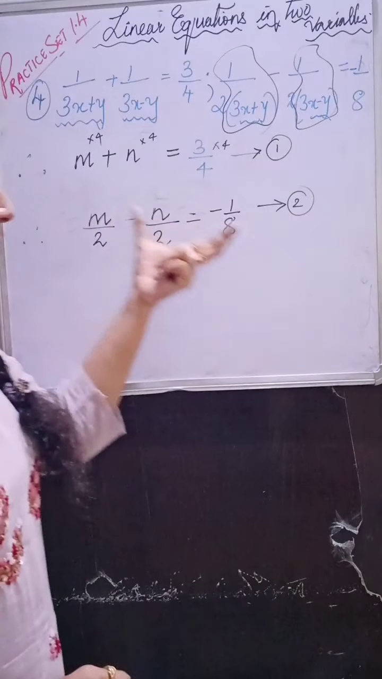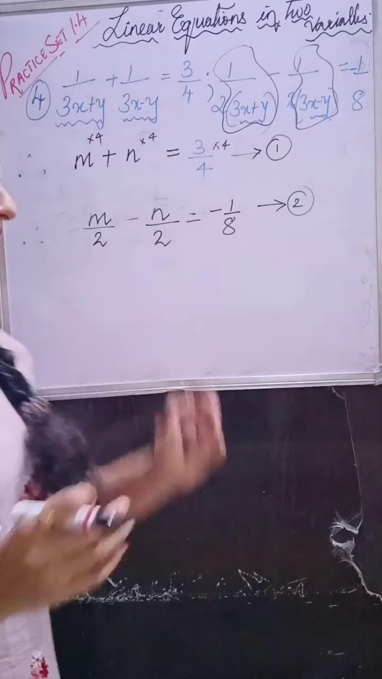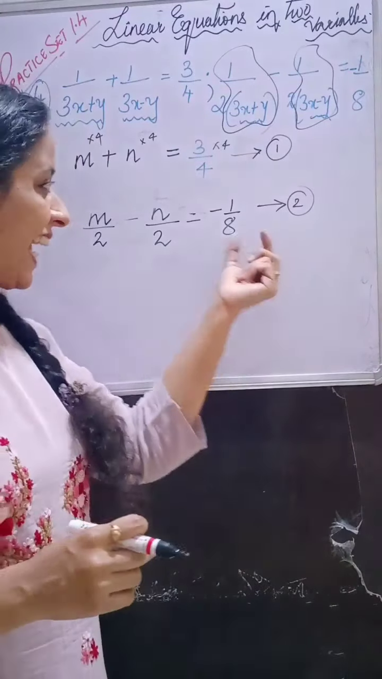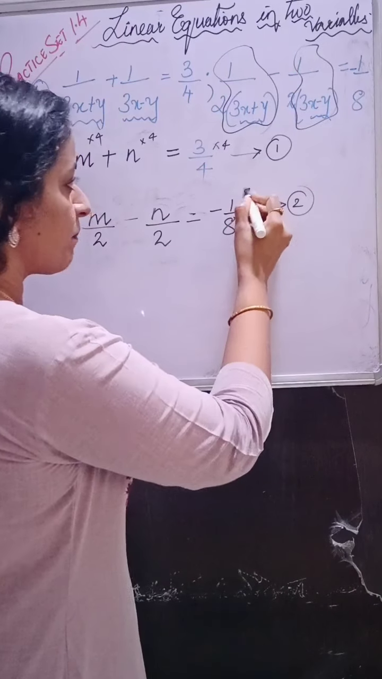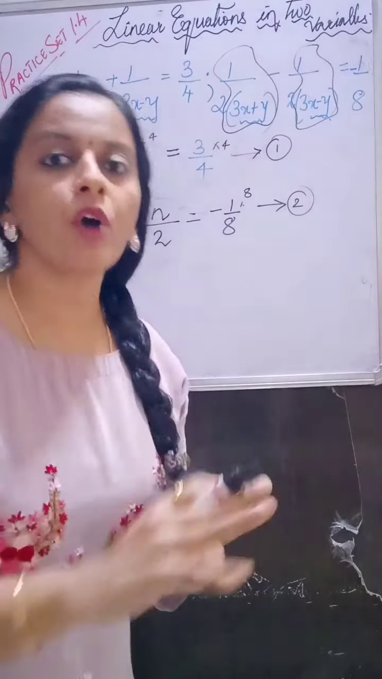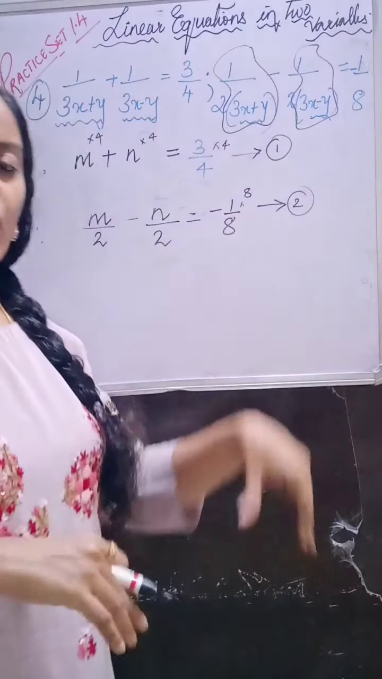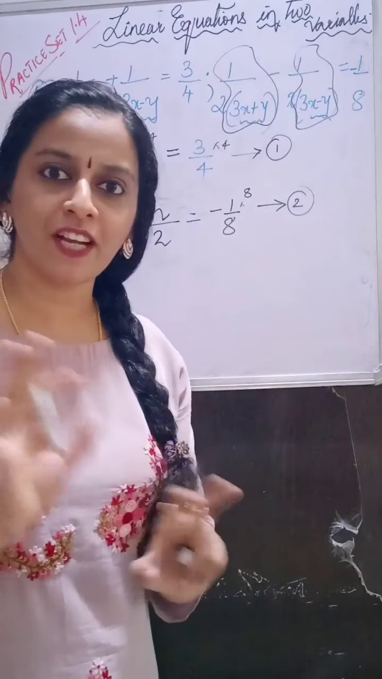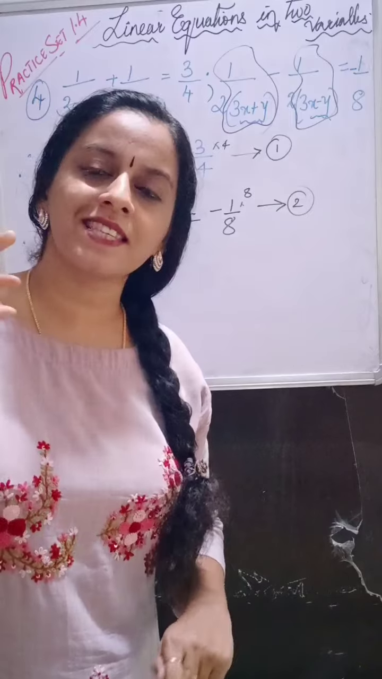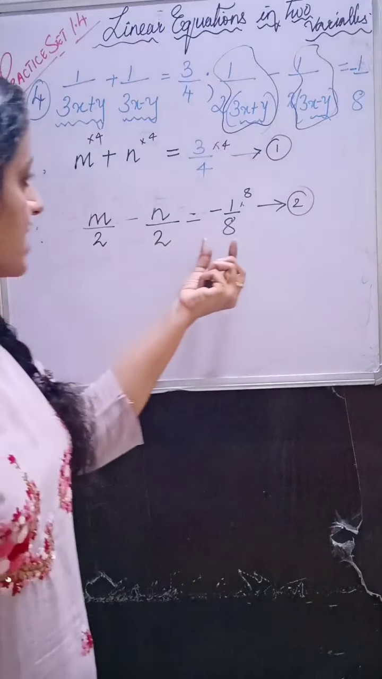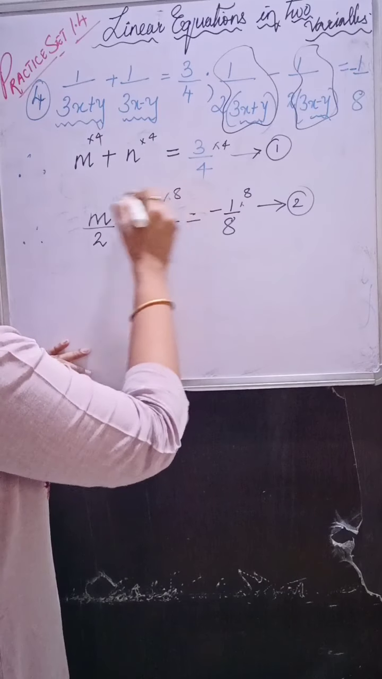What will we do to equation number 2? Here also you can see a denominator. Which is the highest number here? 8. Okay. So we want to remove this 8. We will multiply by 8. Throughout you have to multiply by 8. You can't multiply one term by 2 and the last term by 8, with different numbers. If you are multiplying, you have to multiply by the same number. So here the highest number is 8. So we will multiply equation 2 by 8 throughout.